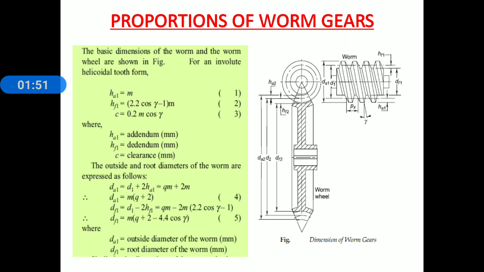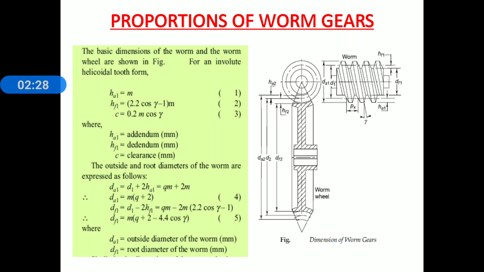Again, let me observe the dimensions of worm wheel. D2, pitch circle diameter of worm wheel. DA2, throat diameter of worm wheel. DF2, root diameter of worm wheel. HA2, addendum at throat. HF2, dedendum in median plane. These are the dimensions of worm wheel.